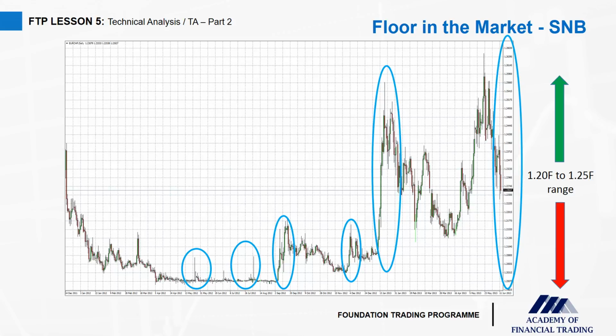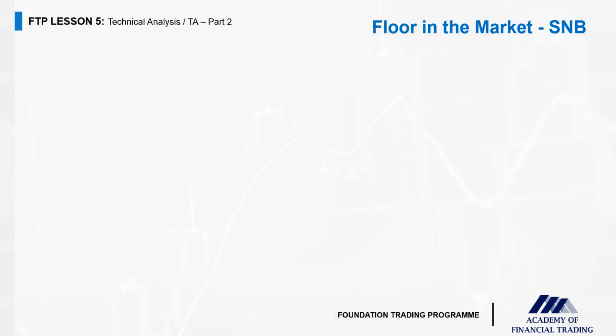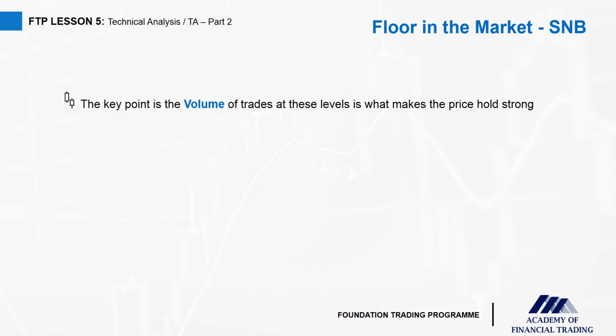But what we're looking at here, remember, is just why did it not go through the floor of 120? And that is because of government intervention. Now, remember, it's not how you feel about a market. It's what people in the market do. Okay? So the key point is the volume of trades at these levels is what makes the price hold strong.